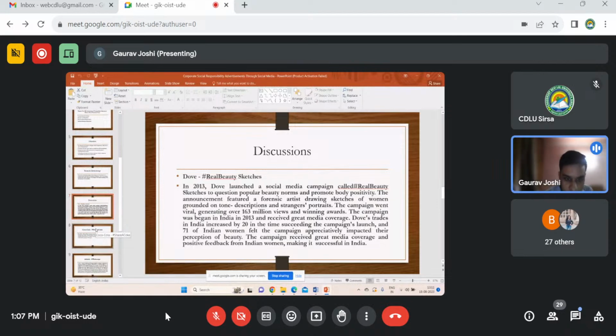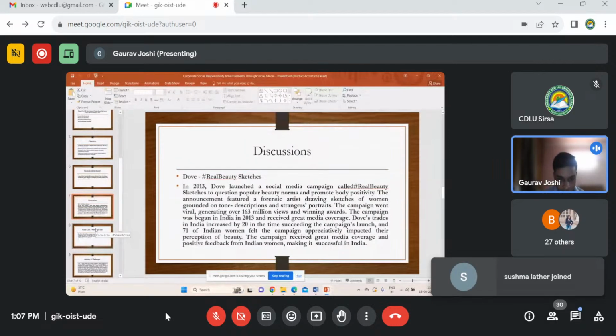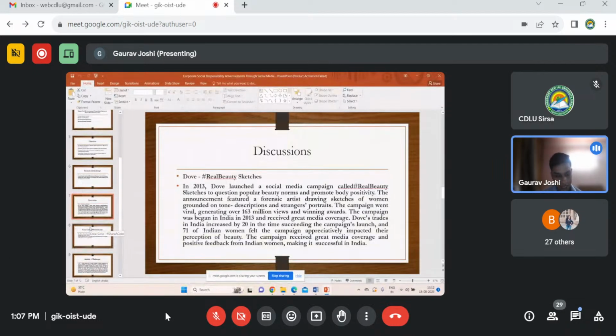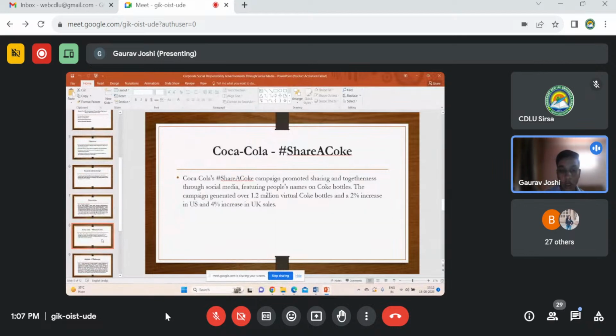The first is Dove hashtag Real Beauty Sketches, which was launched in 2013. The campaign got 163 million views, and it was a huge success in India also, because it increased the sales of Dove by 20%. In a research it was found that 71% of Indian women felt that it has impacted their perception of beauty. Then the next campaign is Coca-Cola hashtag Share a Coke. So Coca-Cola with a song Umeedo Ali Dhoop.